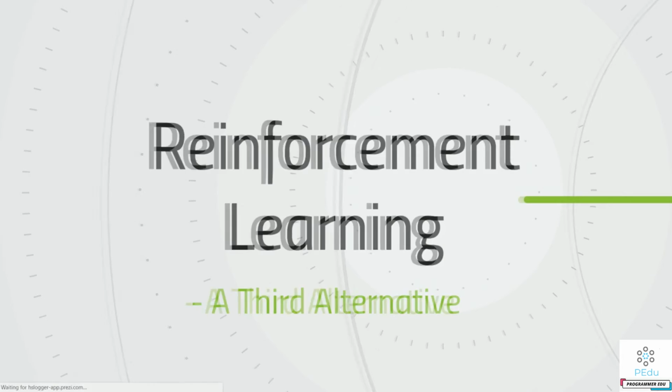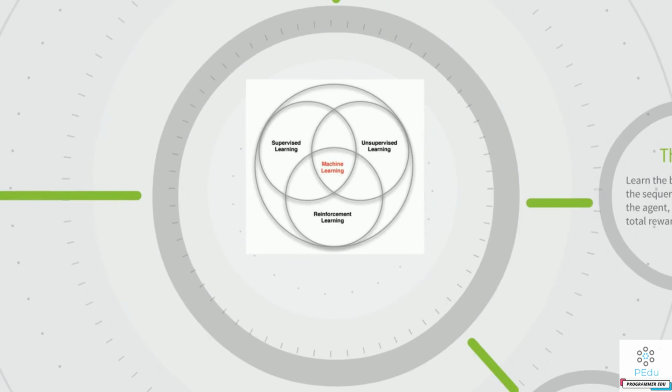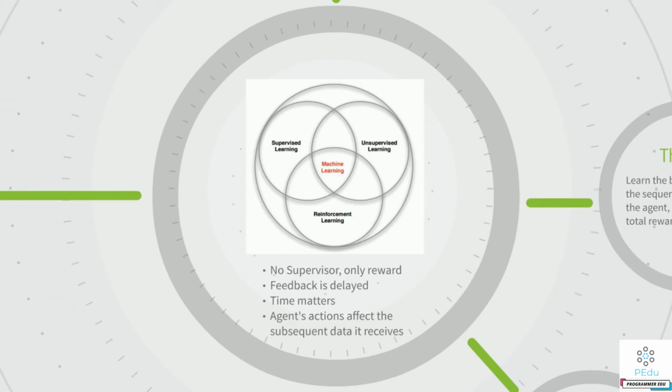So let's get started. Here's just a quick introduction, and again, this is just showing that machine learning as a whole is comprised of supervised learning and unsupervised learning. Nobody really wants to throw reinforcement learning into one of these two categories, because it doesn't have really the same characteristics as the other two. So in reinforcement learning, we don't have a supervisor, only reward. So we don't have that output that's telling us this is a positive example or a negative example.